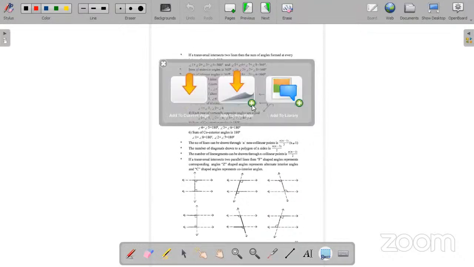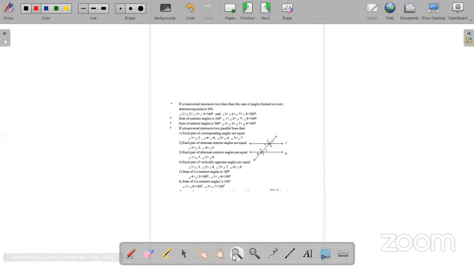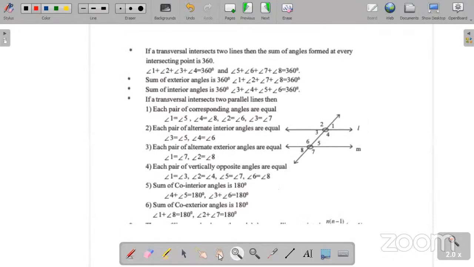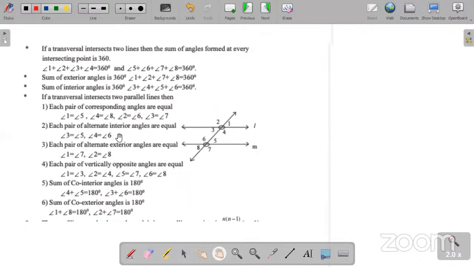So these points are very, very important. Again, I will discuss. See, my dear students, if a transversal intersects two lines, then the sum of angles formed at every intersecting point is 360 degrees.